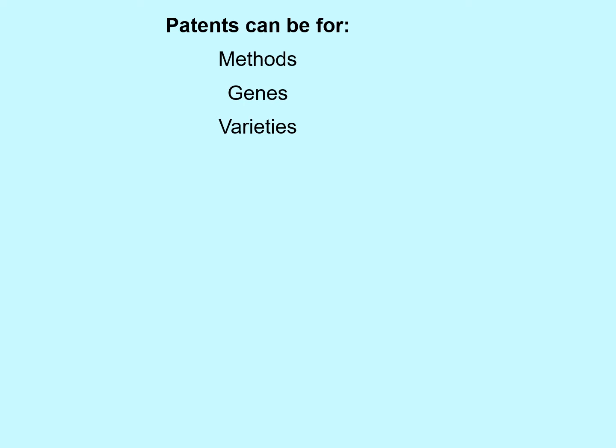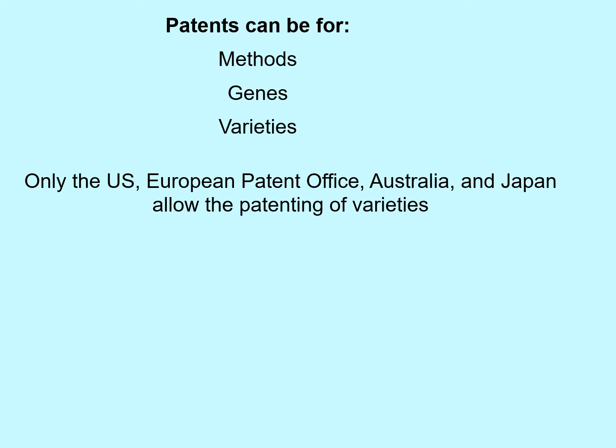And again, as I've already spoken, when I talked about the Plant Variety Protection Act, these varieties to be patented must be genetically uniform. That is, to have very little genetic variability, which makes them a very dangerous thing for us to have, because our entire food supply could be wiped out should a pest successfully attack that genetically uniform variety. So only the United States, the European Patent Office, Australia, and Japan allow the patenting of plant varieties.